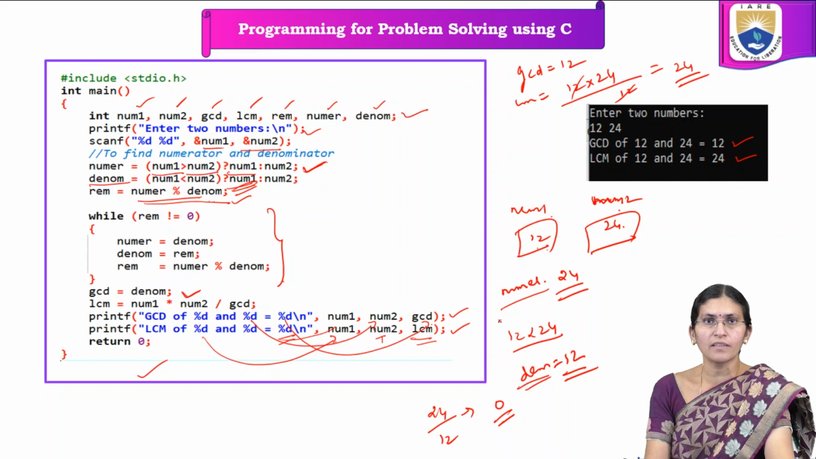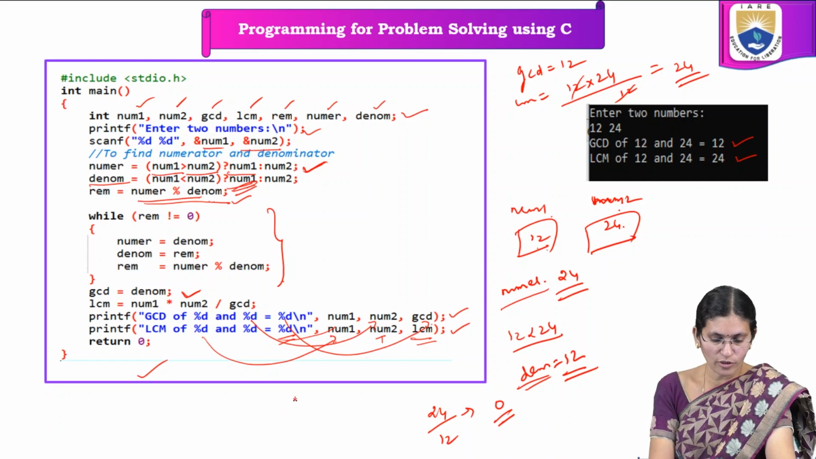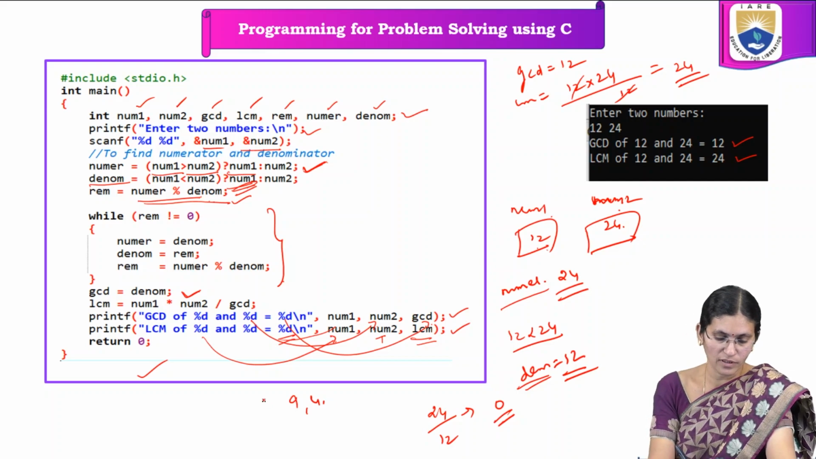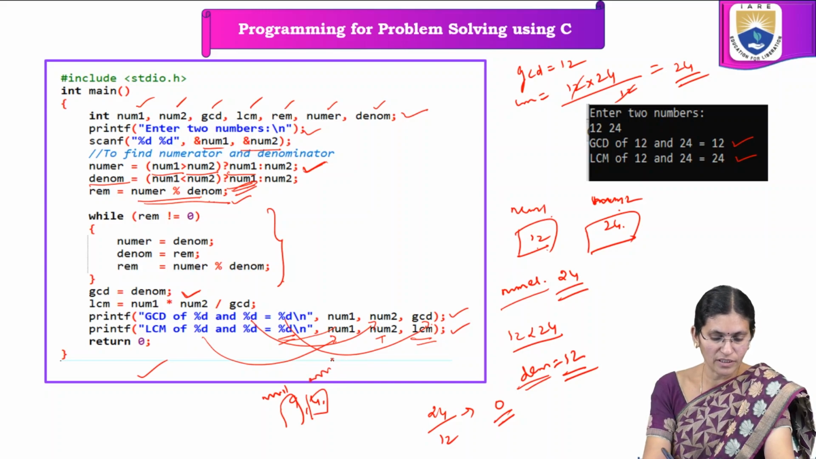So if we enter any other number which is not divisible, suppose we give the two numbers as 9 and 24. This is num1 and this is num2. So here in this case there will be a remainder. When you divide 9 by 4, the remainder is 1. Therefore it will enter this while loop condition.